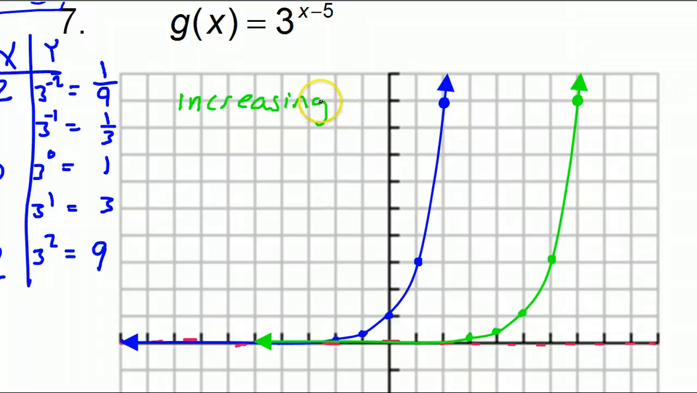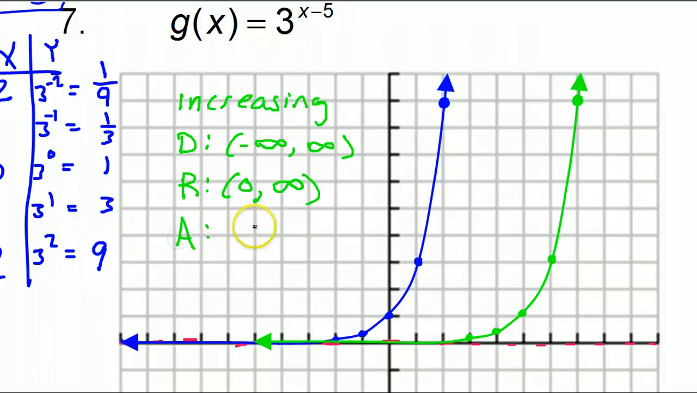Alright, we're looking at the green graph here. The domain, negative infinity to positive infinity. The range, 0 to infinity, bottom up. Okay, so 0 to infinity. The asymptote is y equals 0. We slid this thing to the right, but the asymptote did not move. So there's number 7.